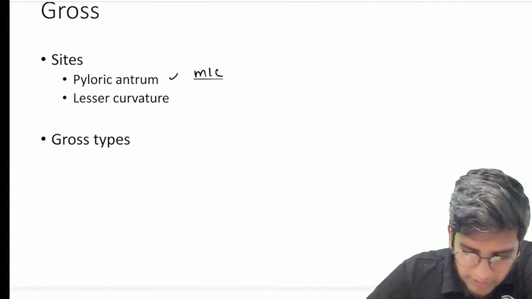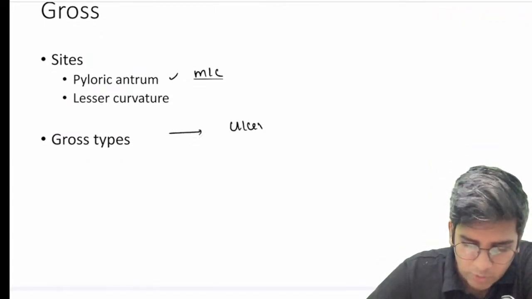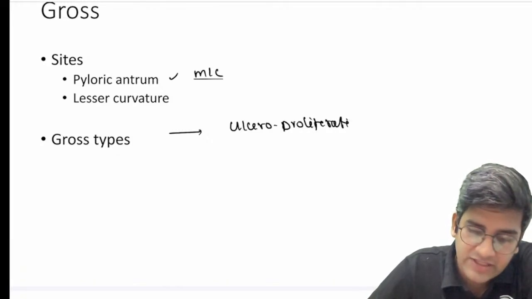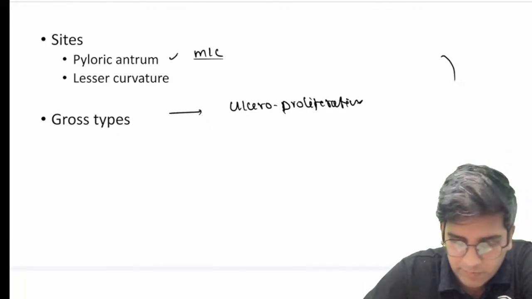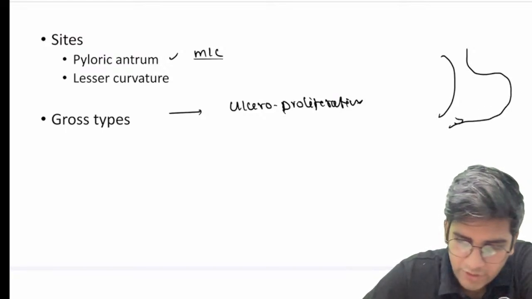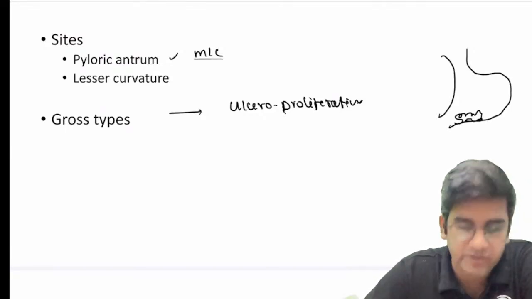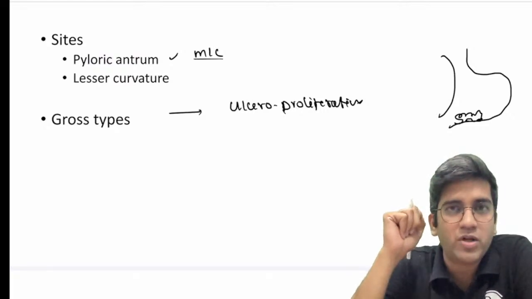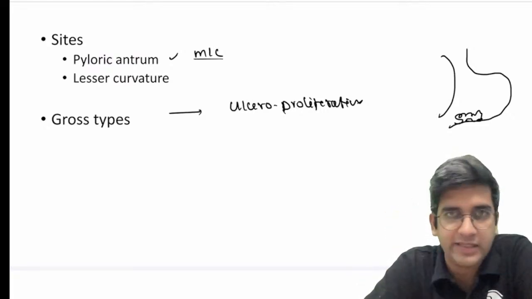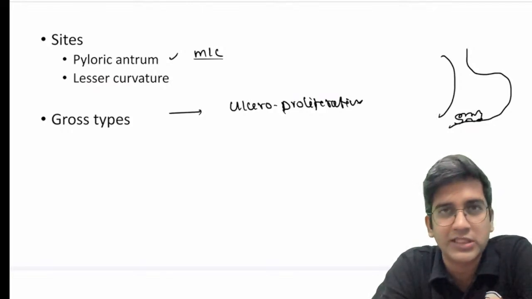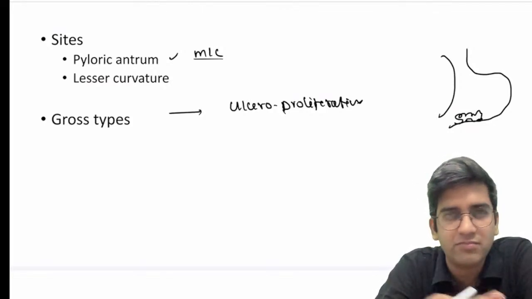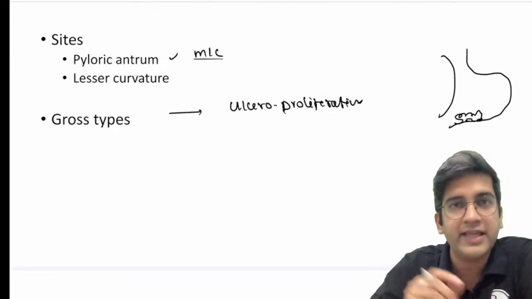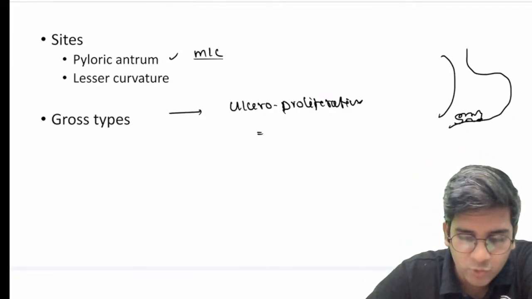Gross types, again, I have an ulceroproliferative lesion. Rather than just writing ulceroproliferative, if possible, put a diagram. I'm sure you can easily draw a diagram where you can see an ulceroproliferative lesion, right? One important thing is, in stomach, it's very important for you to differentiate benign ulcers and malignant ulcers. That's a standard viva question which will come in your exam. Or if you have 3 marks or 2 marks, you might have the difference between benign and malignant gastric ulcer. Instead of just writing ulceroproliferative, write a few more words.